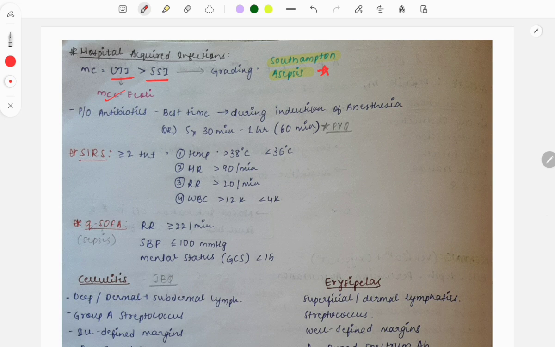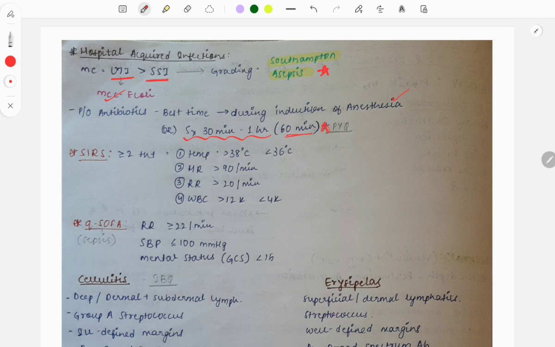The best time is during the induction of the anesthesia. If this is given in the option, then you need to choose this as the answer. But if this is not given, then give it 30 minutes or 1 hour before the surgery. So 60 minutes before the surgery, if you give the prophylactic antibiotics, it is the best time.